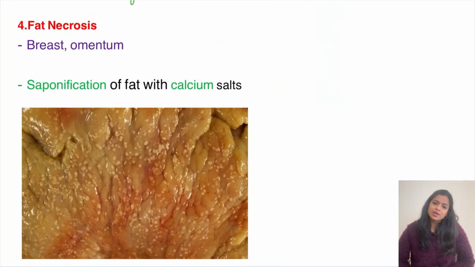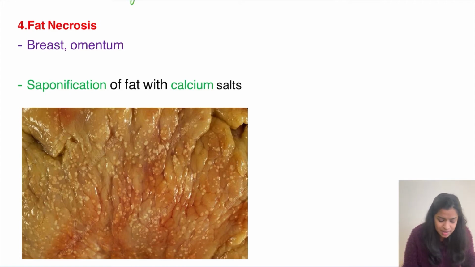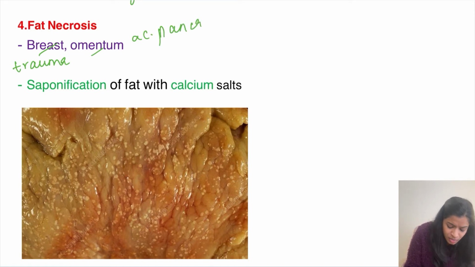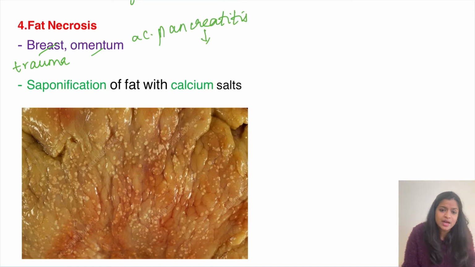So moving on to the next type of necrosis, which is fat necrosis. Fat, the name itself suggests it must be seen somewhere where fat is present, right? So breast tissue which has fat and omentum, both of these contain fat. So here, due to some reason, some injury, the fat necrosis is going to happen. Suppose there is a trauma to the breast, or the omentum in case of acute pancreatitis, due to injury, what will happen? There will be inappropriate activation of this lipase and other enzymes.